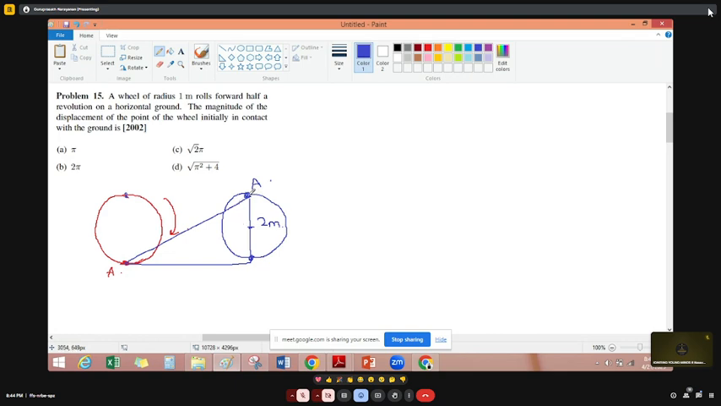I know that if this point has come down, it would have completed 2 pi r. Since this is half a revolution, it will be 2 pi r into 1 by 2, half of it. Which means 2 cancels, so pi into 1 meter, which is pi. That means if I want this displacement, it's nothing but root of pi squared plus 2 squared, which is 4.